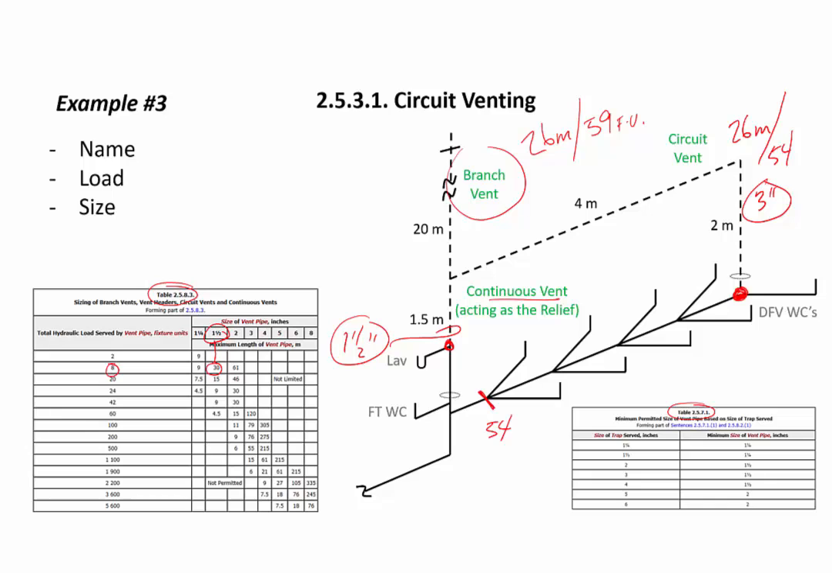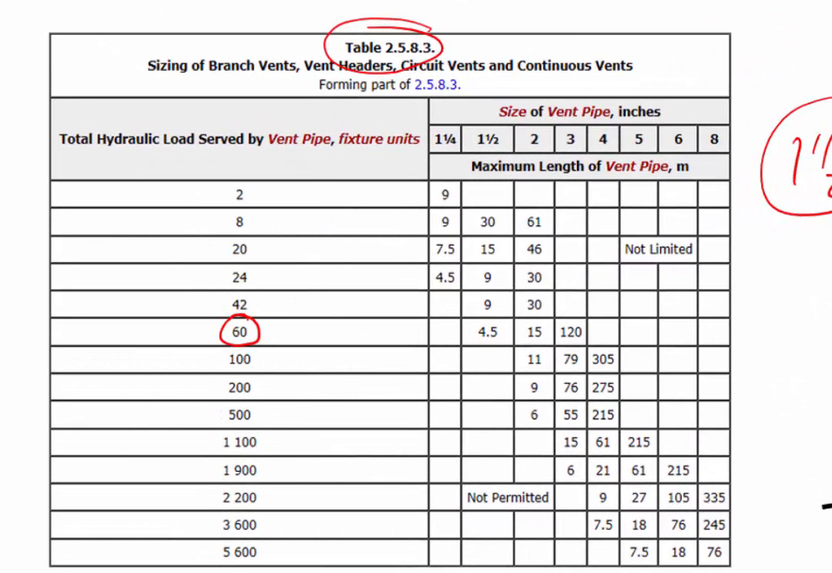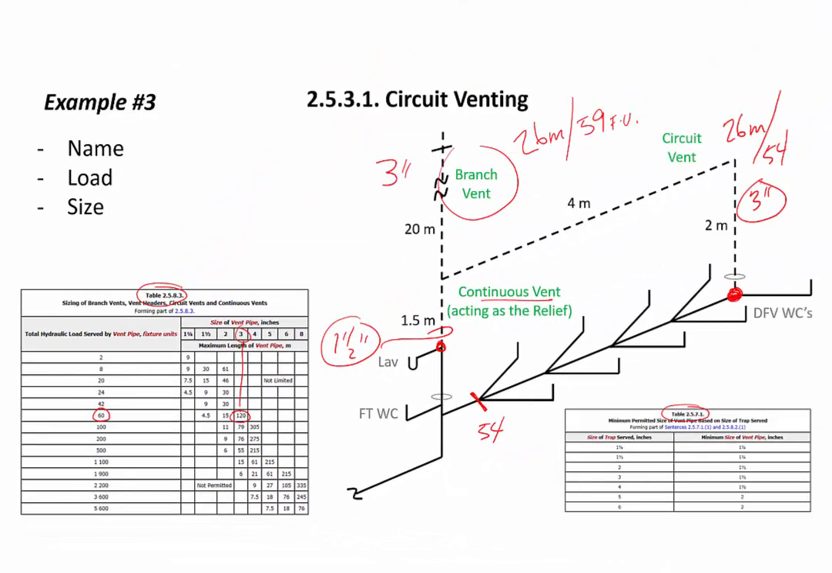Table 2583 is also used to size branch vents. So no more than 60 fixture units. Our length was 26 meters, so we're going to look at up to 120 meters. And again, we're 3 inch for that as well. So 3 inch circuit vent, 1.5 inch continuous vent acting as our relief, being served by a 3 inch branch vent.